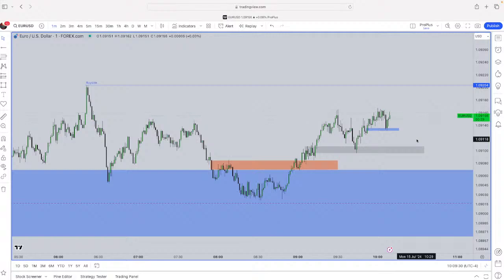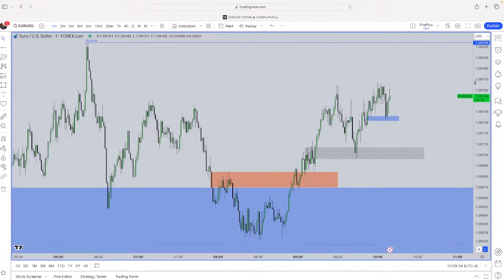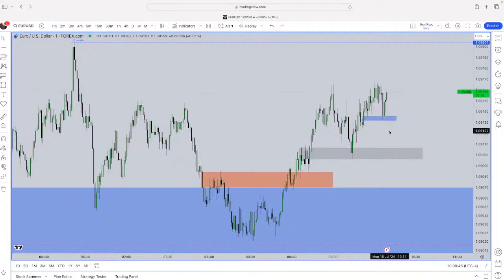So far, looks like a nice reaction from this implied fair value gap here. If you guys don't know how I got that fair value gap, let me know and I can explain it to you. So there's no fair value gap here. Potential silver bullet fair value gap. I'm not sure if ICT uses the implied silver bullet fair value gap, but at the minute it looks like it's doing well.